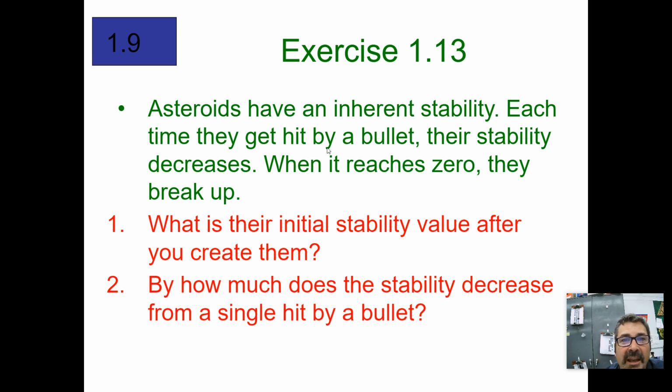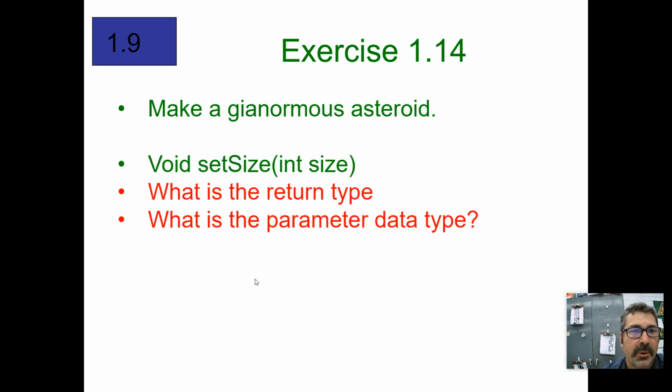Okay, asteroids have an inherent stability. Each time they get hit by a bullet, their stability decreases. When it reaches 0, they break up. What is their initial stability value after you create them? How much does the stability decrease from a single hit by a bullet? I'm not going to show you how to do that. You're going to have to figure that out by yourself. I bet you can do it. And answer those questions in your lined paper notes.